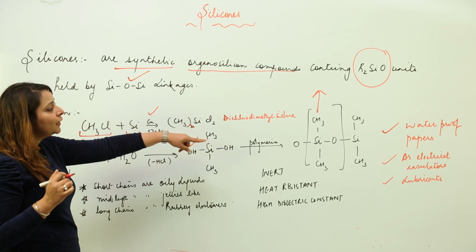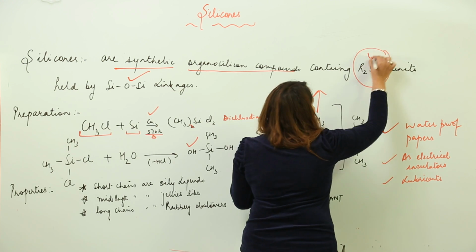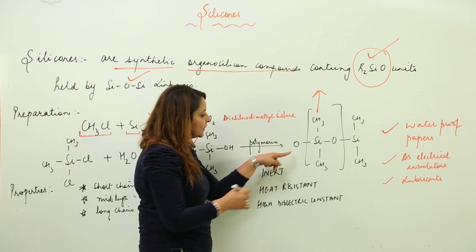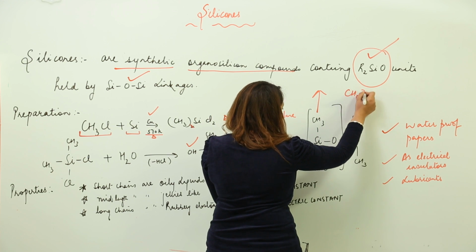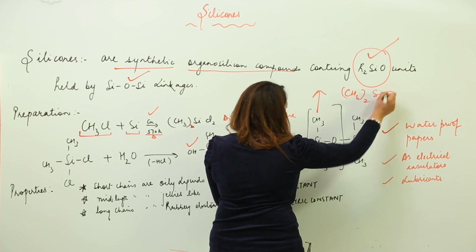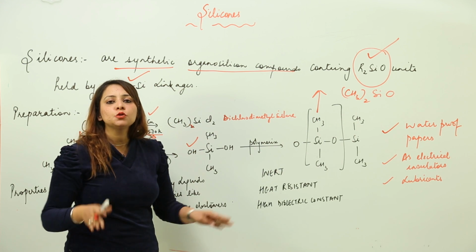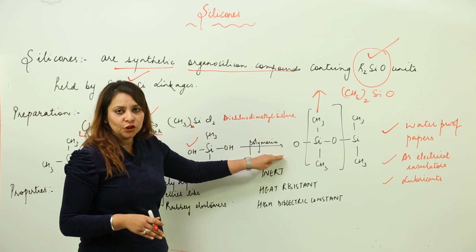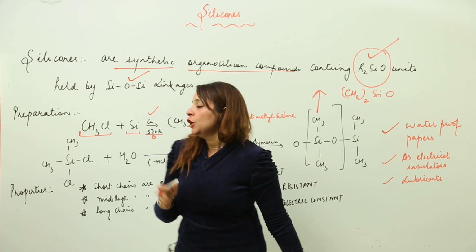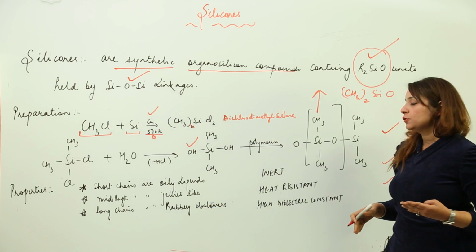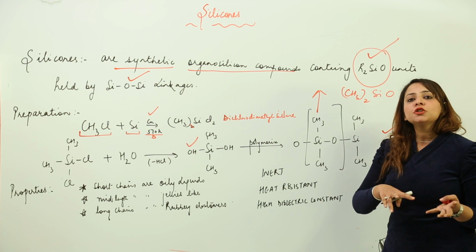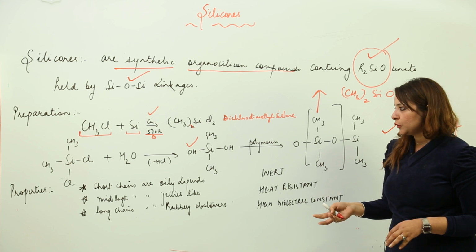So this monomer keeps on repeating itself and we get a giant structure, that is, a polymer. So here you can see that it definitely has the R2SiO unit. You can see it has two methyl groups, one Si, and one O. So this is the monomer which keeps on repeating itself and gives rise to a three-dimensional structure. So this is how we can prepare silicones. Here we have made use of the methyl group. You can also make use of another alkyl group.